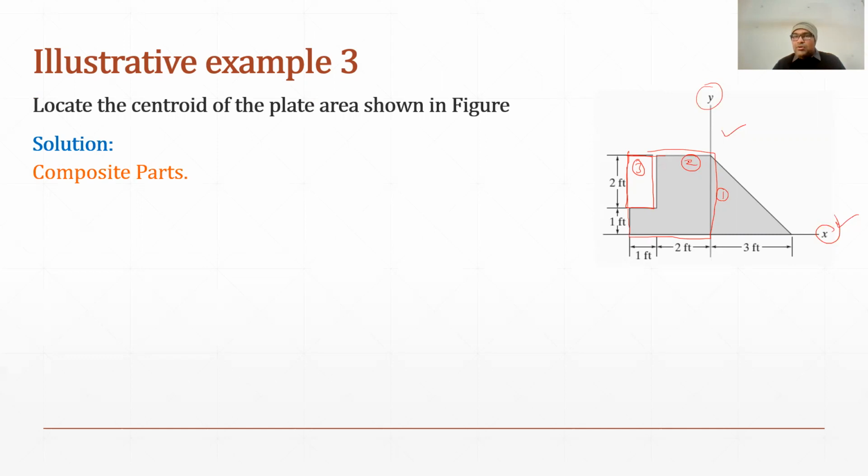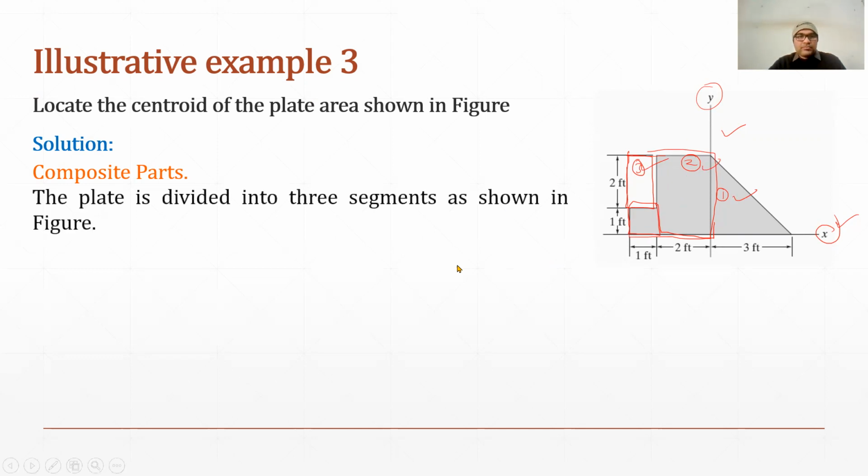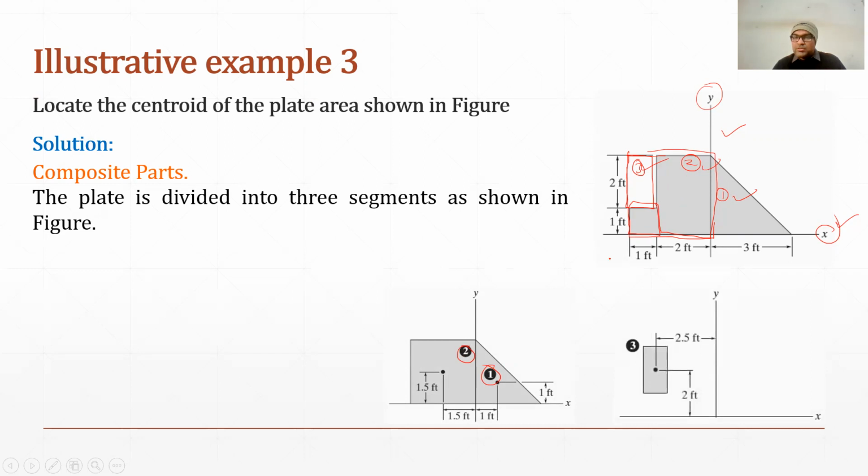Otherwise, you can divide this area into this shape, and then the third one as this shape, but I am taking the earlier one: first, second and third. So I have divided it the same way, as you can see here. This is area 1, this is area 2, and the third area I have shown separately.